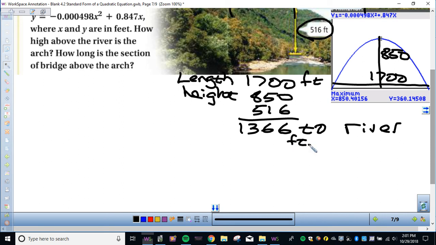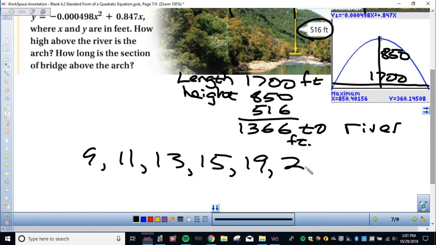Okay? So your homework is 9 through 29, every other odd. Here's how every other odd works. 9, 11, 13, 15, 19, 21, like that. So if I'm going every other odd, I skip 11, do 13, skip 15, do 19, skip 21, like that. Okay? Ready, set, go.